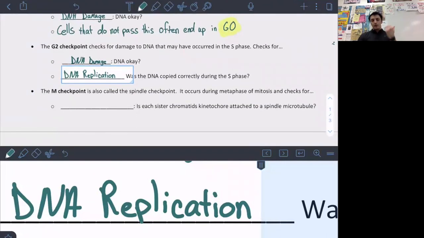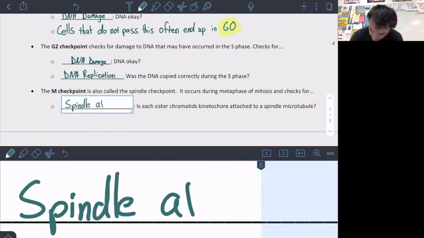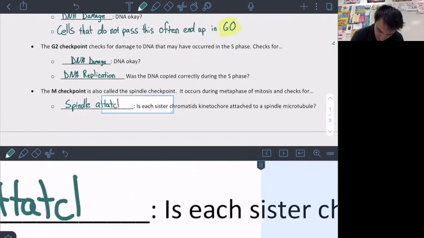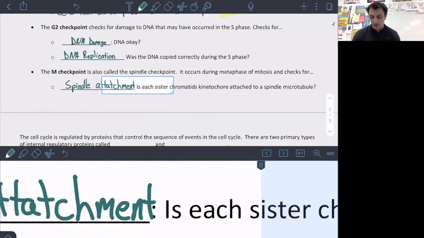The third checkpoint, our M checkpoint, is also called the spindle checkpoint. In metaphase, it's going to check if those spindles are attached. So we're looking for spindle attachment. These spindle fibers are going to end up pulling apart our sister chromatids. If that is not attached correctly, the end result is not going to be what we want. So we want to make sure that that's okay there.